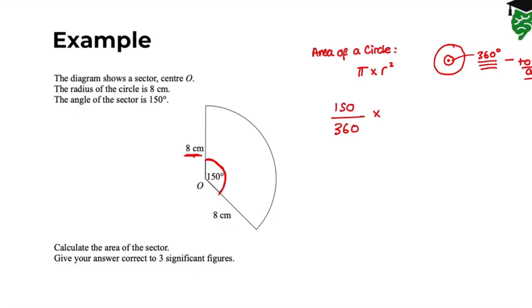And then we're just going to multiply this by the area of the full circle. So multiplied by pi multiplied by r squared. Now r is 8, so r is just going to be 8, and then you're going to square it.